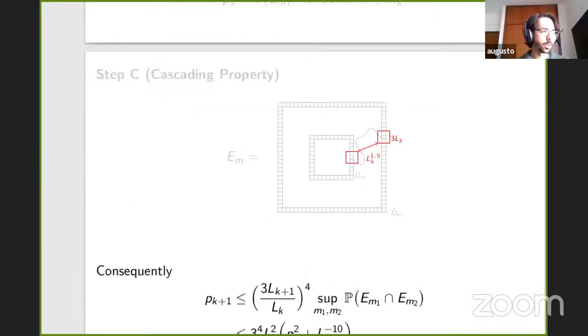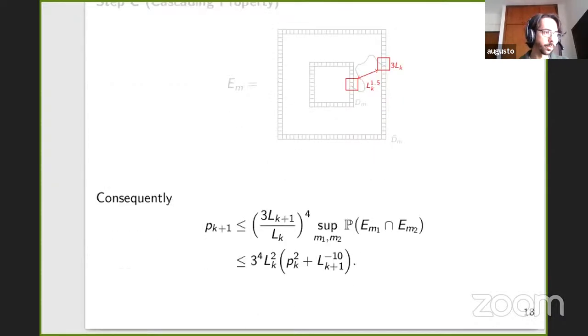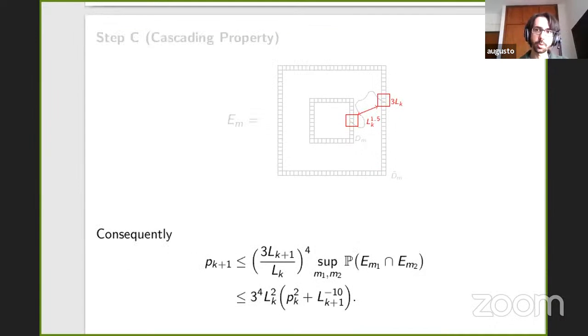So you can see that if the event happens, it happens also in the previous scale, right? But now the previous scale is LK, but the distance, as you can see in red, is LK to 1.5. So they're much further apart than their radius. So you can use that inequality.